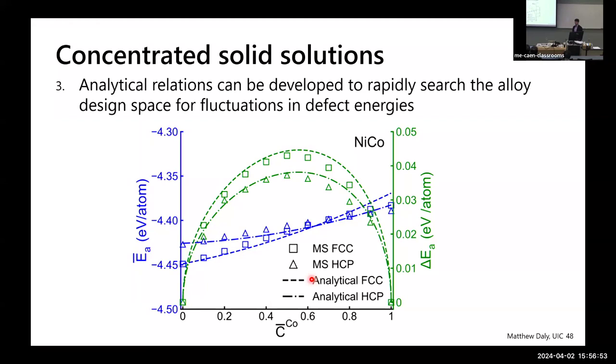Yes? Two questions. The thing you said about necking and deformation twinning, is that a universal thing, that if a material undergoes deformation twinning, then it can avoid necking? I wouldn't want to say it's a universal thing.